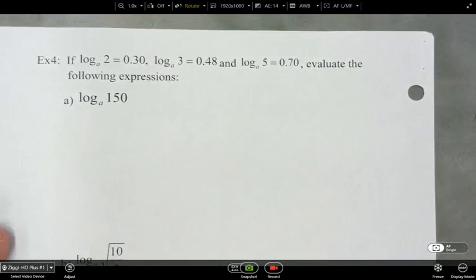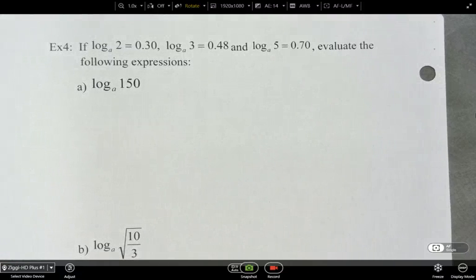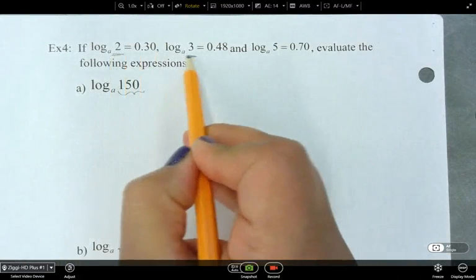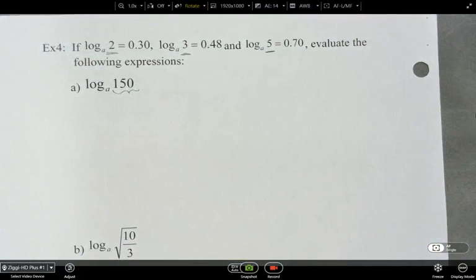This last page. So here we've got a couple of if statements. If log base A of 2 is equal to 0.3, and log base A of 3 is equal to 0.48, and log base A of 5 is 0.7, evaluate the following expression. All right, so we need to somehow break this up so that we end up with factors of 2, 3, and 5. And that's basically our approach.